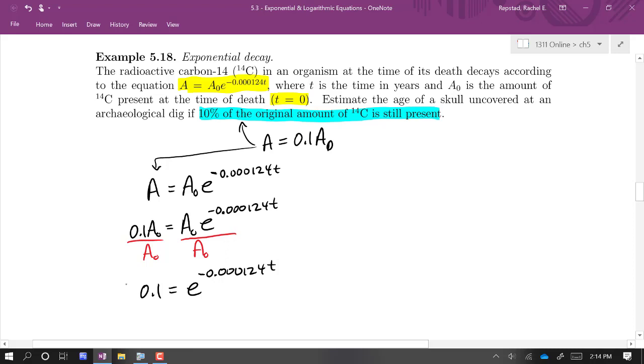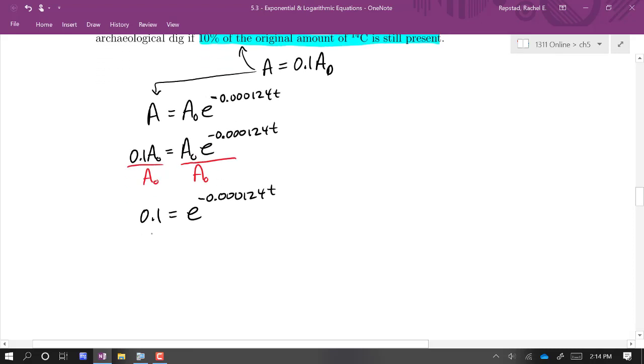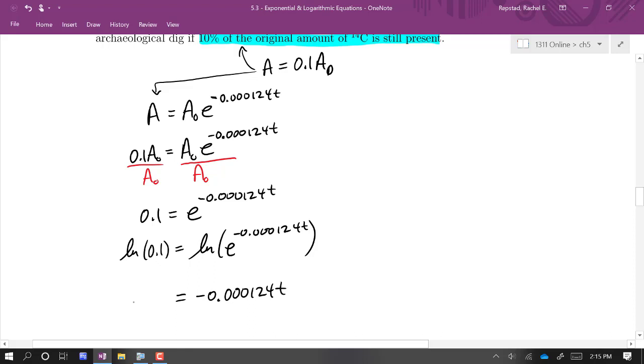Because this function or this equation is written with the base e, it would be silly not to use the natural log. So if I take the natural log of both sides, I get this equation here. Now, because it's a natural log, when I plug in an exponential of base e inside the log of base e, they annihilate each other. Those are inverse functions. And so the right side is just negative 0.000124t.